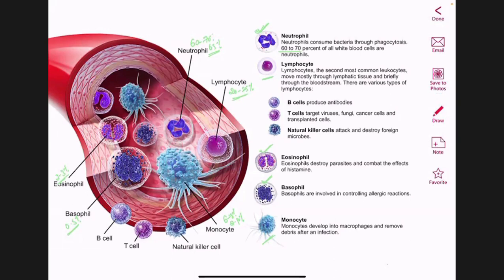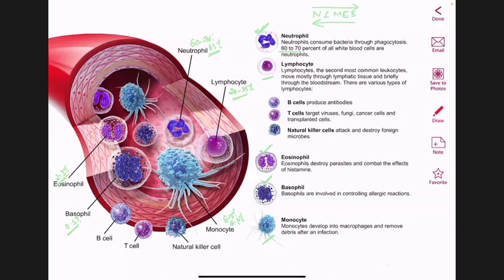And I told you to remember with one shortcut: never let monkey eat banana. This is the decreasing order, or from BEMLN, this is the increasing order. Highest is neutrophil, lowest is basophil.